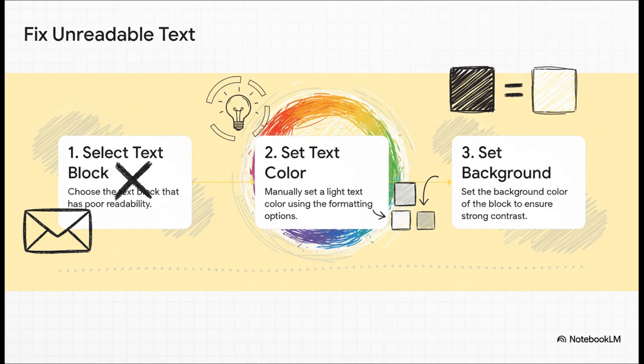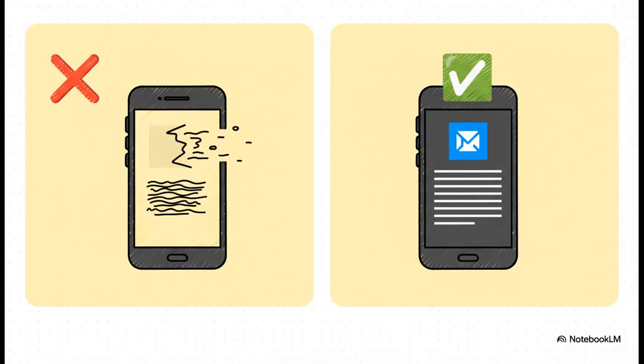Now for the text, we just select the text block, and instead of letting the email client guess what color it should be, we are going to explicitly set it to a light gray or white. Then we make sure the block's background color gives us that strong contrast we need. Again, no code, just a few simple clicks. And there it is. I mean, look at that difference. On the right, the logo is sharp, it's visible, the text is crisp and totally readable. This is a professional-looking email that's ready to convert. And that whole fix, it took us less than a minute.